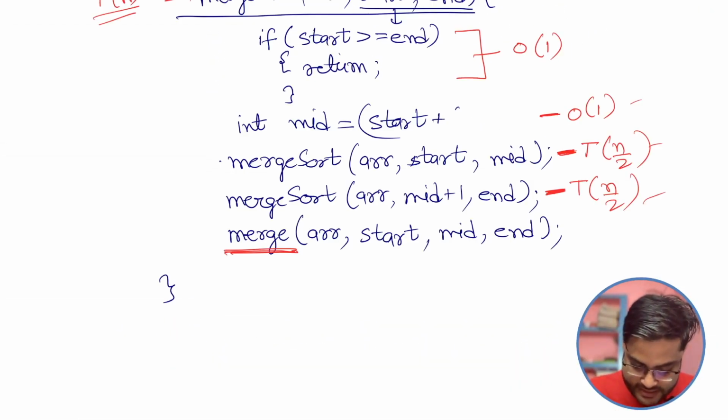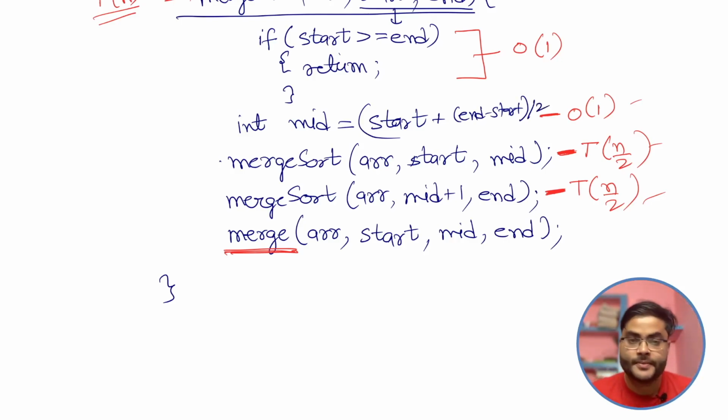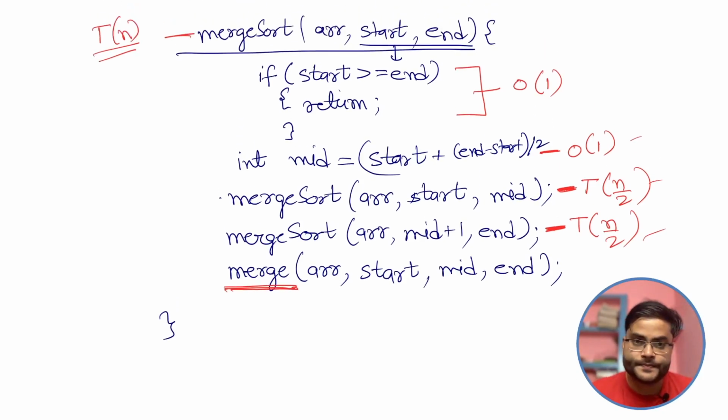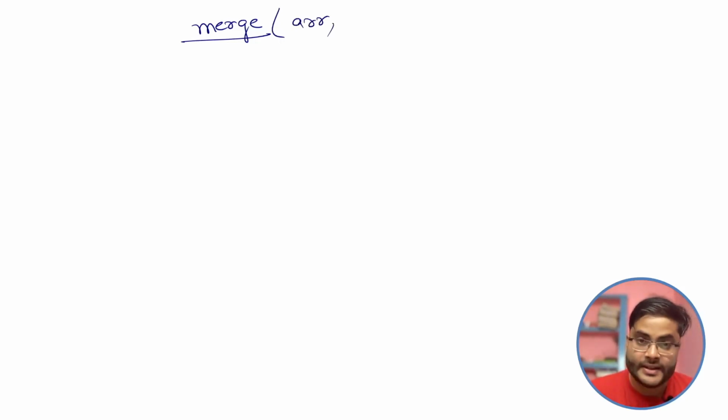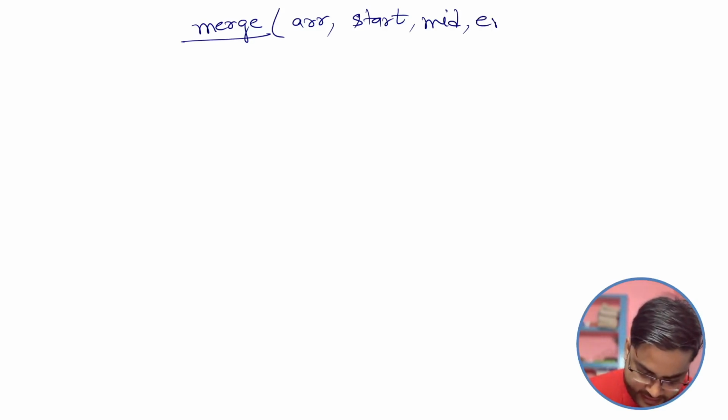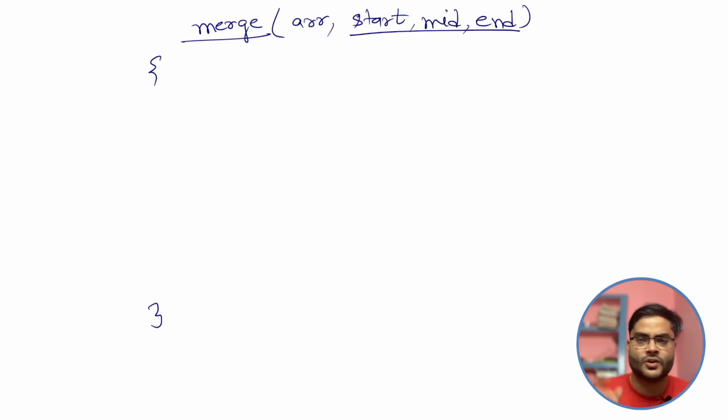So let's use it here. It will be start plus (end minus start) by 2. Okay, so this will be our mid. Now let's discuss the merge algorithm. What does the merge algorithm do? It takes the array, it takes the first element, let's say start, it takes mid, and it takes the last element, let's say end. Now what is my purpose? My purpose is to sort the elements from start to end.